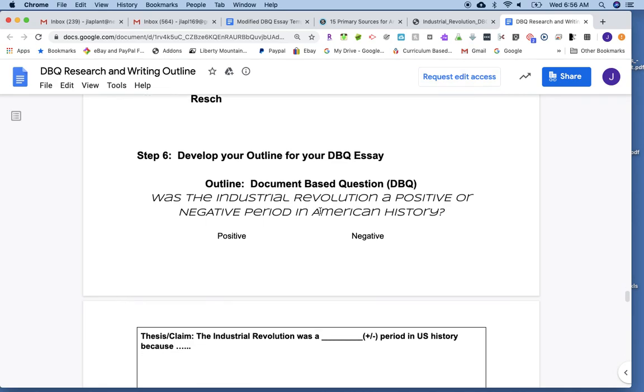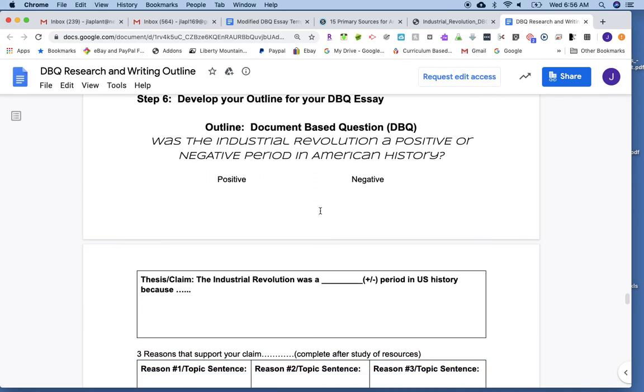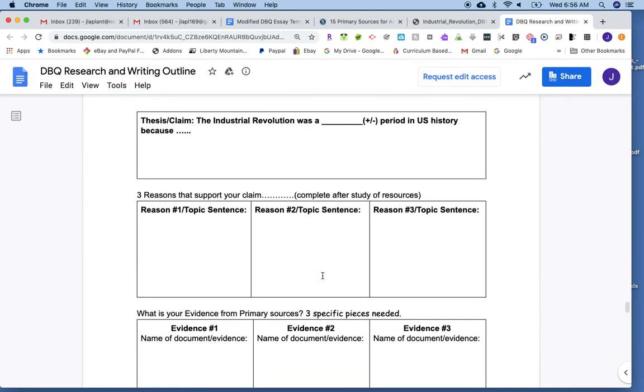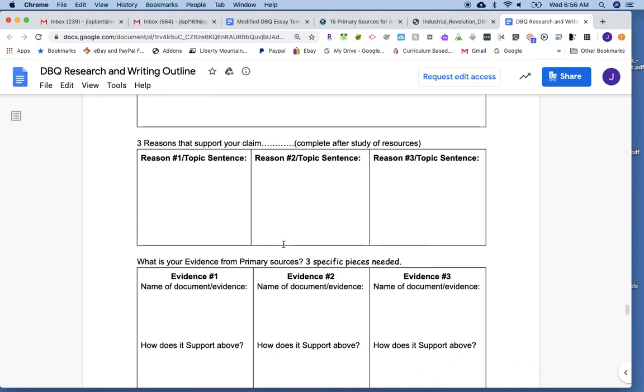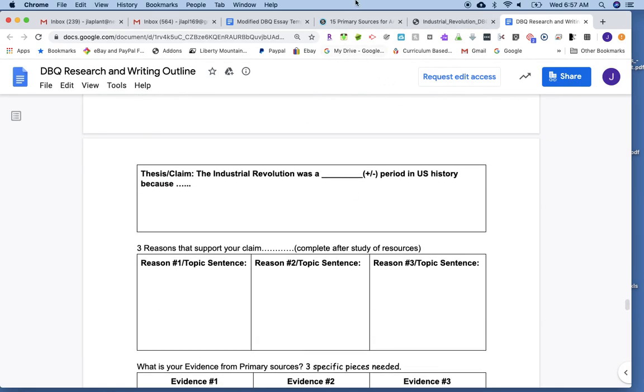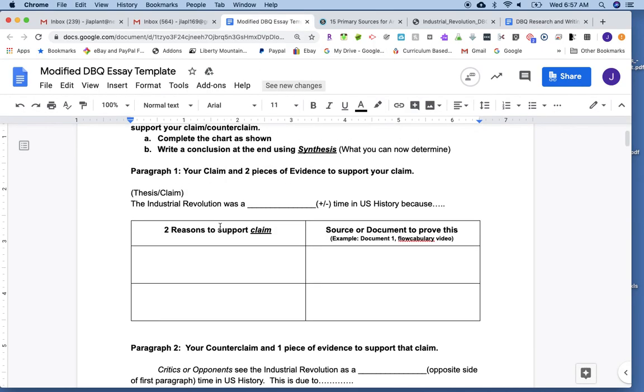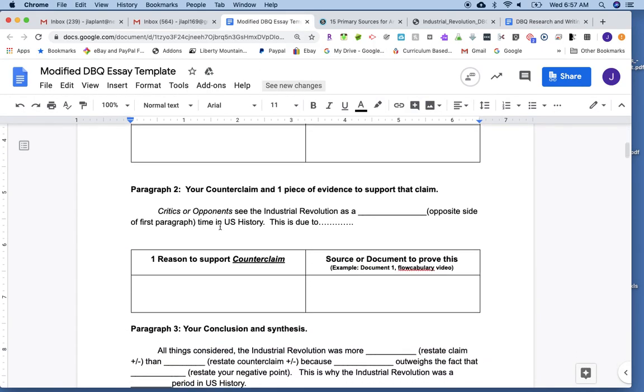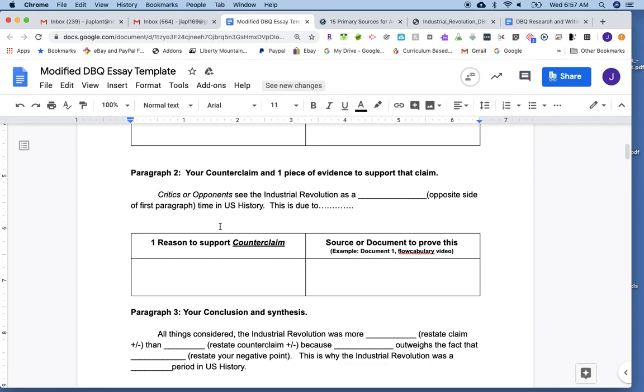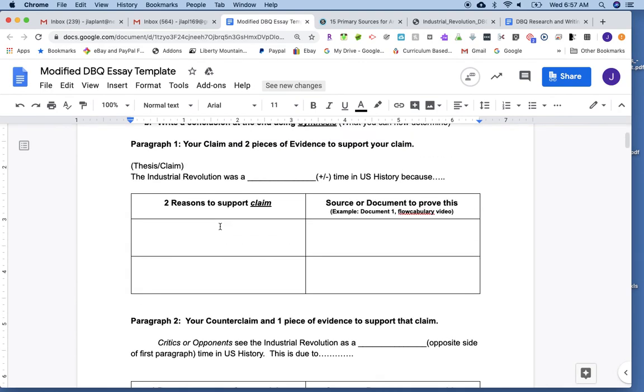If we continue on, develop your outline. So in this outline, you could continue, you could use this or just go from here. But this is what you're being assessed on. This is your summative grade.